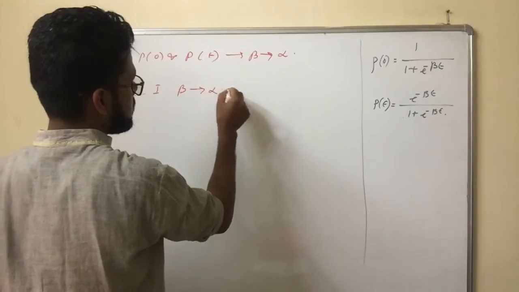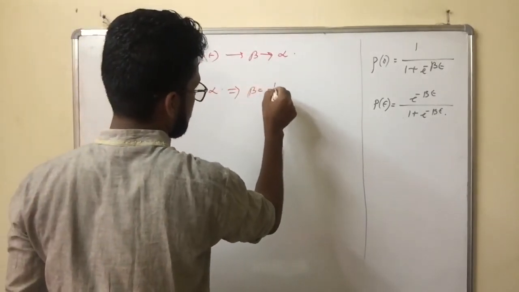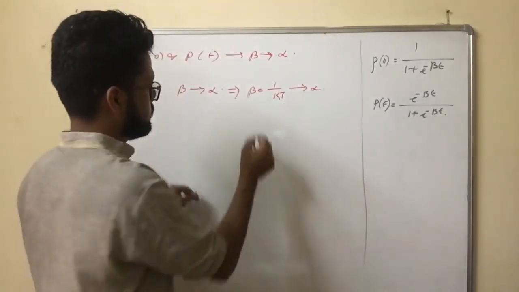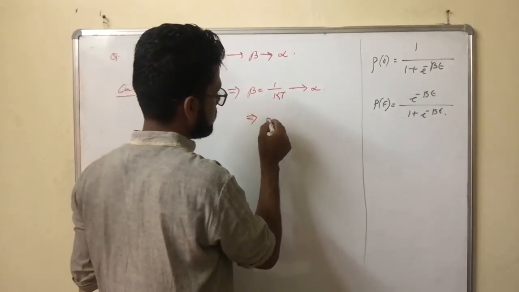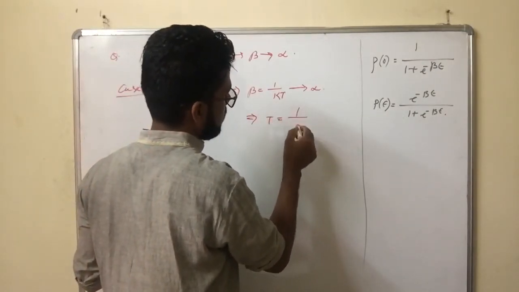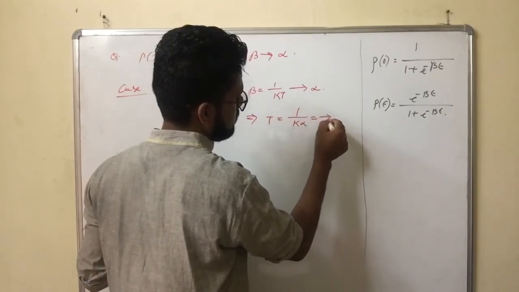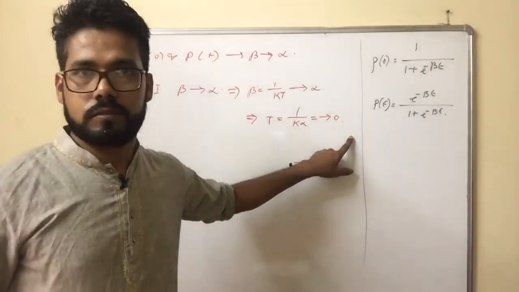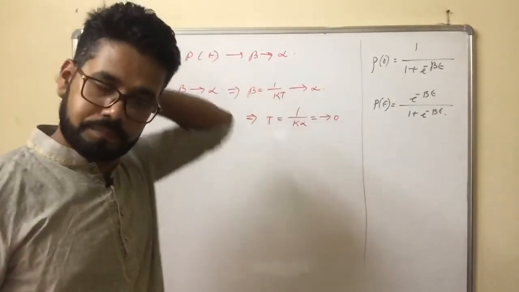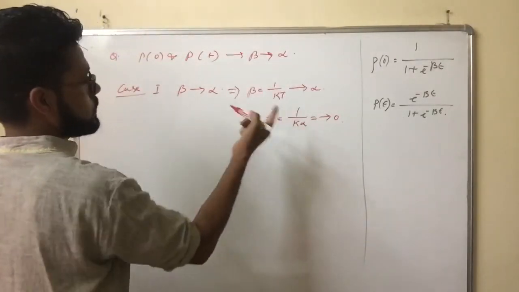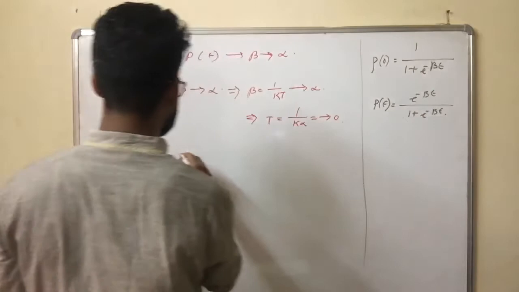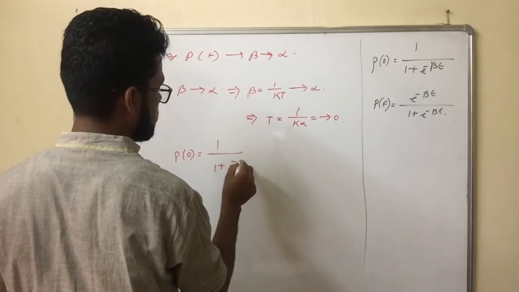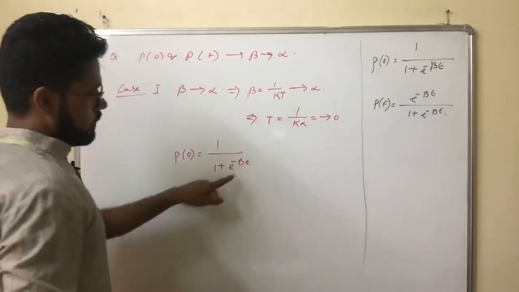Beta tends to infinity means beta equal to what? Beta equal to 1 by kT tends to infinity means what? If infinity comes here, T equals 1 by k infinity, equal to 0. Beta tends to infinity means T tends to 0. Okay? Do not confuse, both are the same. See, when beta tends to infinity or T tends to 0, then what happens? P0 is equal to 1 over 1 plus e to the power minus beta E. You can analyze here also.